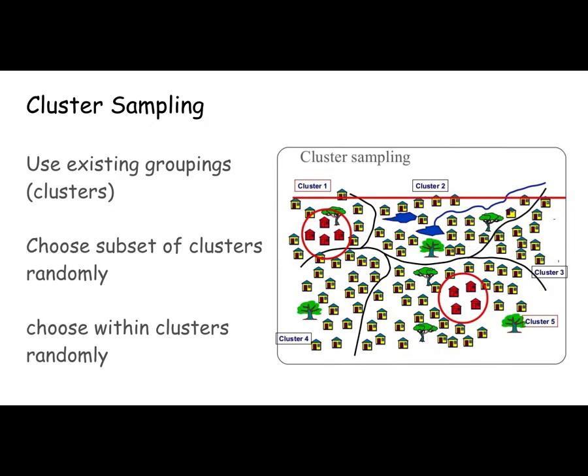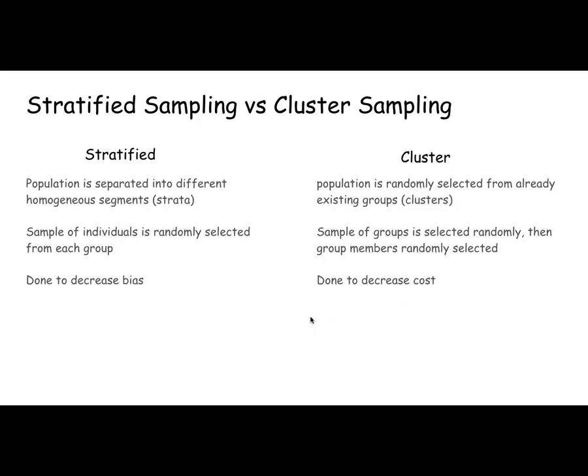A different kind of sampling technique that often gets confused with stratified sampling is called cluster sampling. With cluster sampling, we're using existing groupings, but it's about geography. So we're going to choose one or more of these groupings randomly and then choose within the clusters randomly. And we're doing this for a different reason.